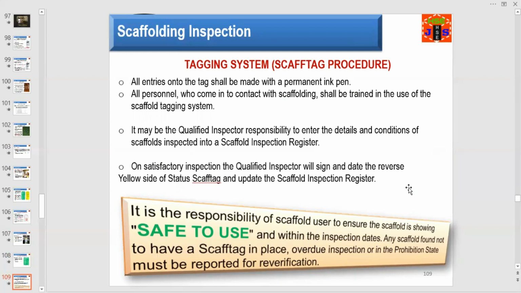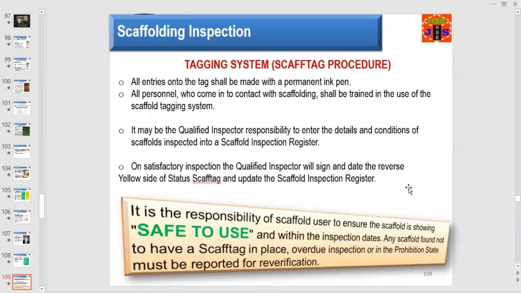All personnel who come into contact with scaffolding shall be trained in the use of the scuff tag tagging system. It may be the qualified inspector's responsibility to enter the details and conditions of scaffolds inspected into a scaffold inspection register. On satisfactory inspection, the qualified inspector will sign and date the reverse yellow side of the status scuff tag and update the scaffold inspection register.